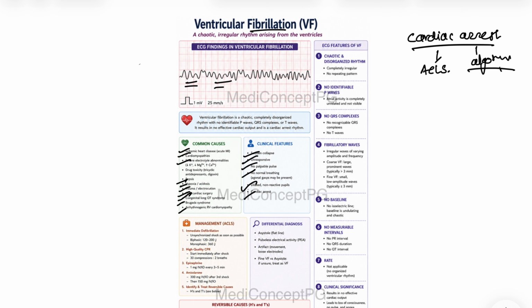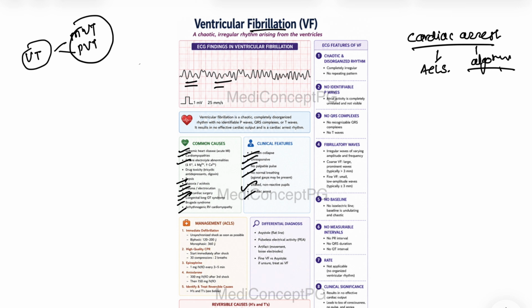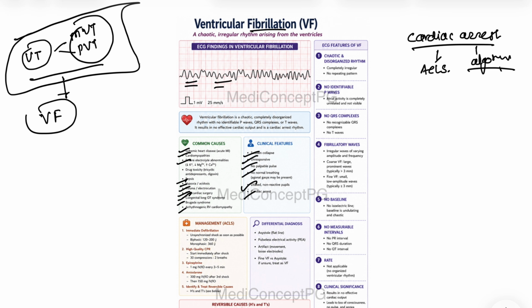And why do we need to study ventricular tachycardias or ventricular arrhythmias? Every ventricular tachycardia, whether it's a monomorphic VT or polymorphic VT, has a great potential to land up in ventricular fibrillation. So that's why it is very important to study and treat those monomorphic and polymorphic VT at that stage, so that it wouldn't develop into ventricular fibrillation.